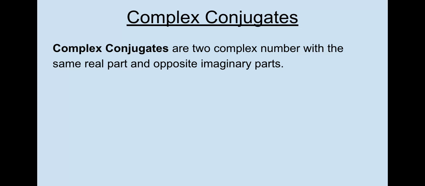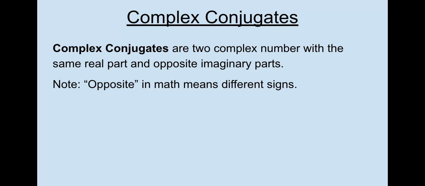All right, let's talk about complex conjugates. So we have a nice definition here. Complex conjugates are pretty much just two complex numbers with the same real part and opposite imaginary parts. Okay, and I'll make a note: opposite in math means different signs. All right, so these are complex conjugates. I have 1 plus 3i and 1 minus 3i. They're complex conjugates because the real part of 1 is the same, and it's plus 3i, minus 3i. So when the imaginary part is opposite, when they change signs, that's a complex conjugate. And the real part has to be the same.